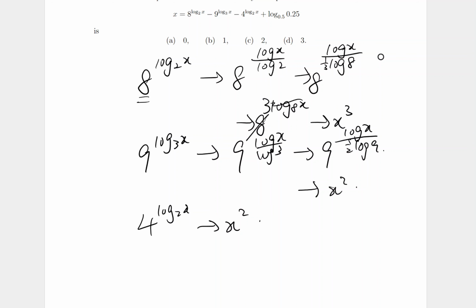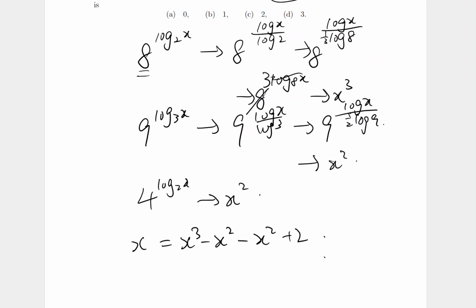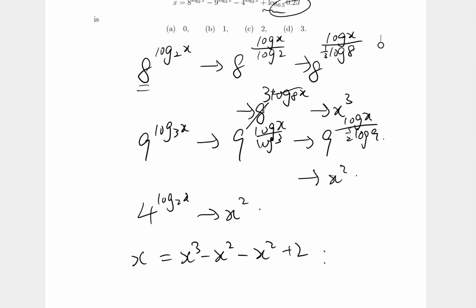Fine, so now the equation becomes something which is much nicer. x equals x cubed minus x squared, and log base 0.5 of 0.25 is 2, so just add 2 there. Now it becomes a simple cubic equation: x cubed minus 2x squared minus x plus 2 equals 0.